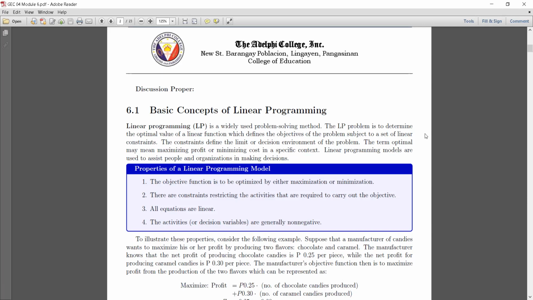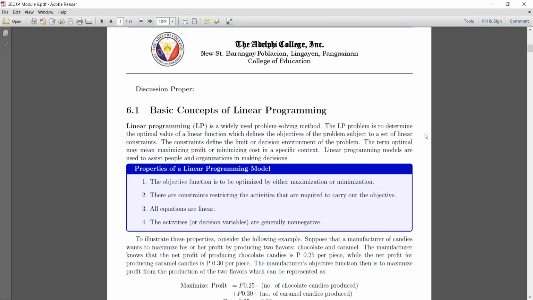First, yung objective function is to be optimized by either maximization or minimization. So usually it's maximizing profit or pag nagmi-minimize ka ng cost. Number two, second property, there are constraints restricting the activities that are required to carry out the objective. Halimbawa, pag yung supply mo limited lang, that's example of a constraint. Or kapag yung manpower mo konti lang, pwede mong gamitin yun na constraints.